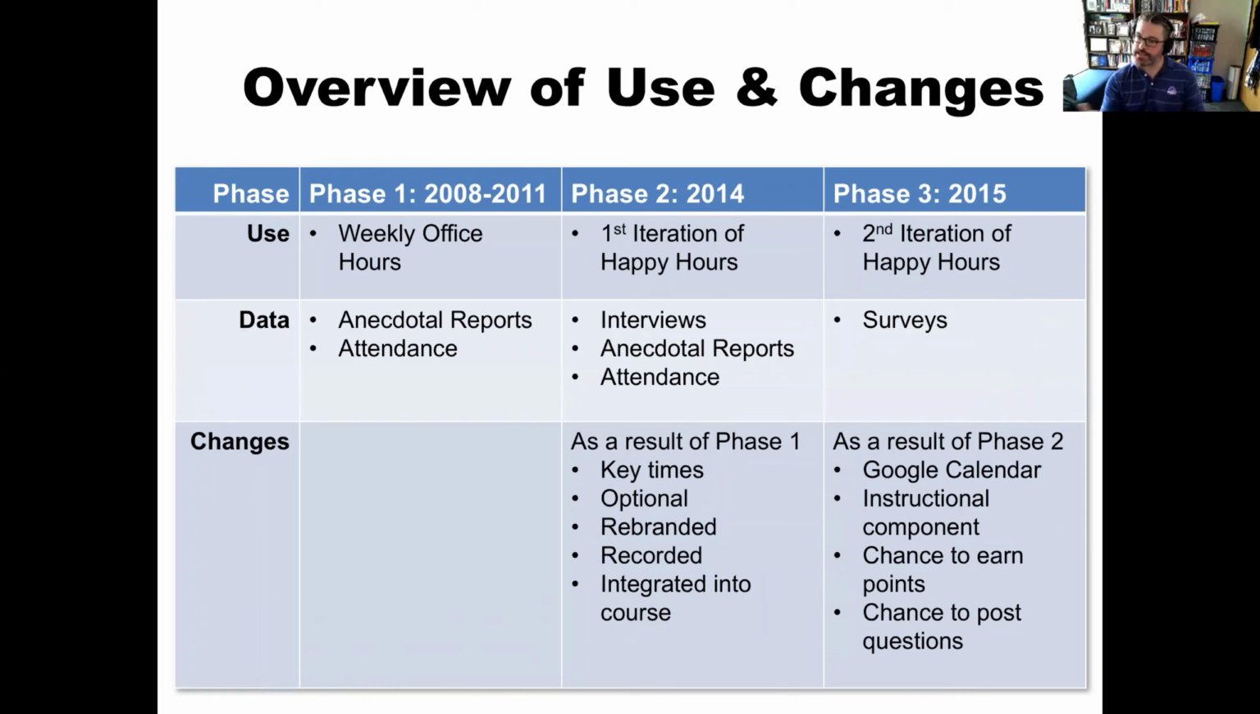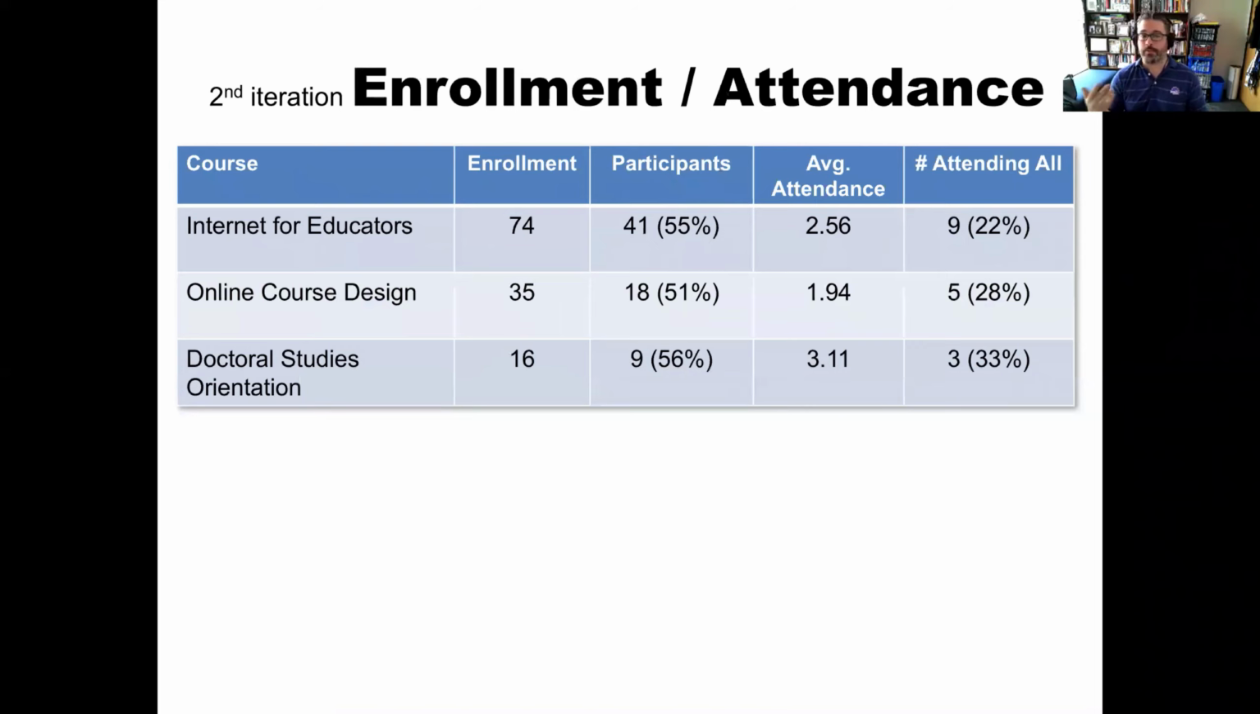During the second iteration, I collected more data through specific surveys. They recommended using Google Calendar or other types of invite reminders, adding an instructional component, and earning points. Just because it's optional doesn't mean you can't earn points. Allow students who can't attend a way to participate. I did it in three courses that I taught. Actually, I do it in every course I teach now. But in this data collection phase, the courses were Internet for Educators, a course on web development, HTML, CSS, and Dreamweaver; Online Course Design; and Doctoral Studies Orientation.